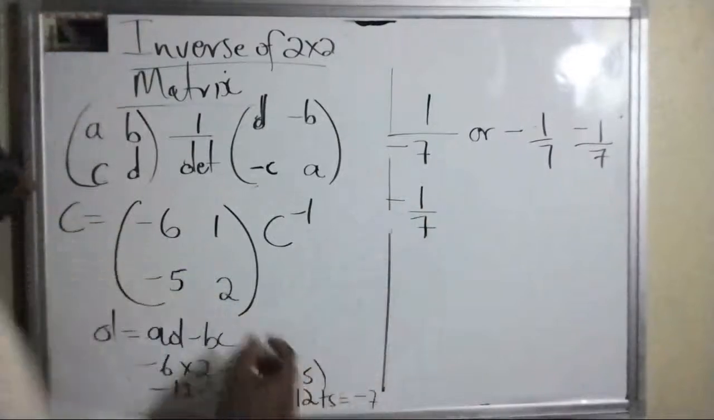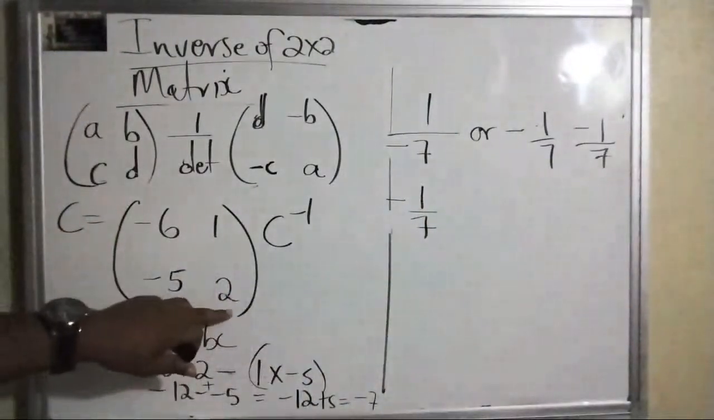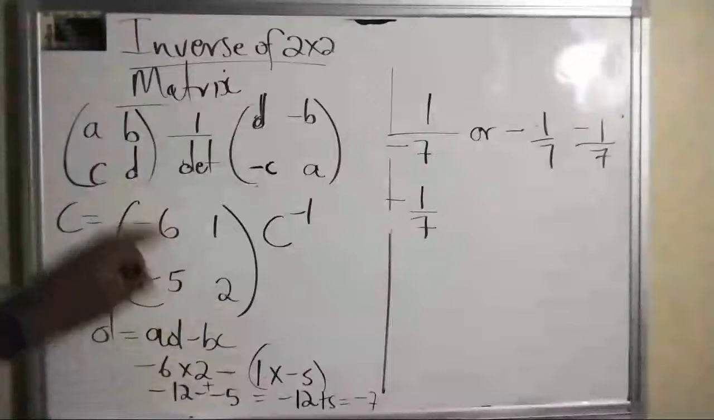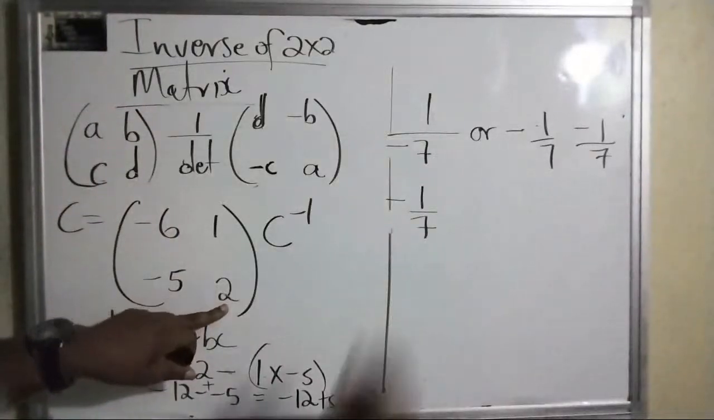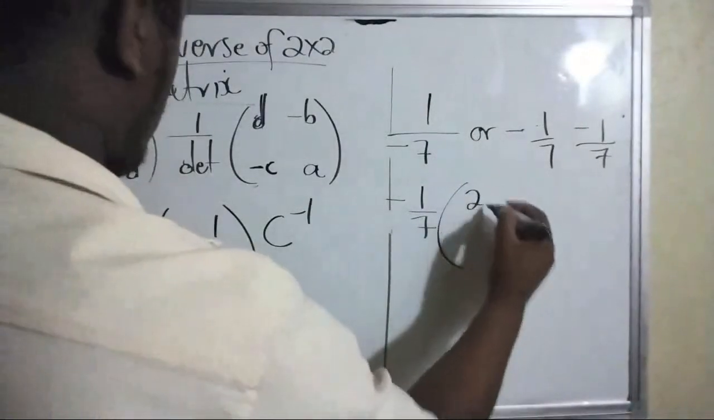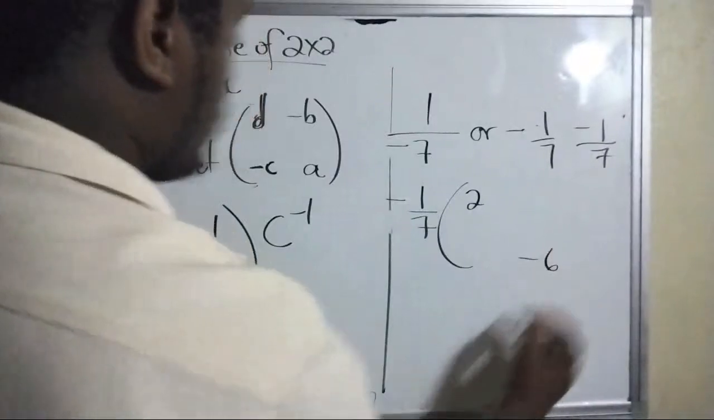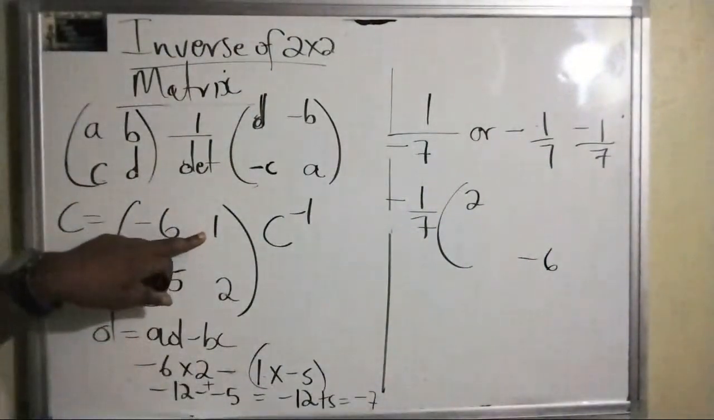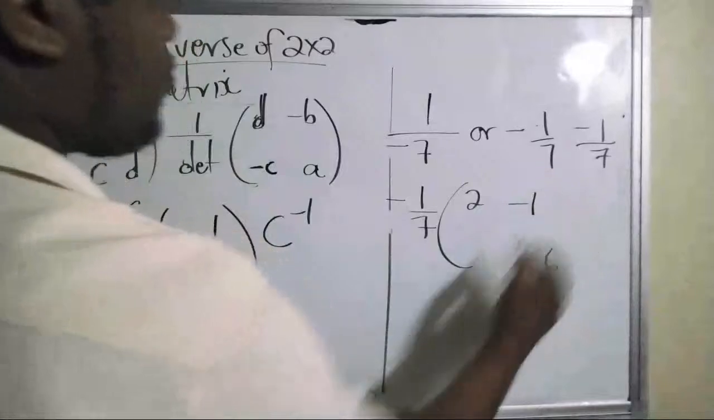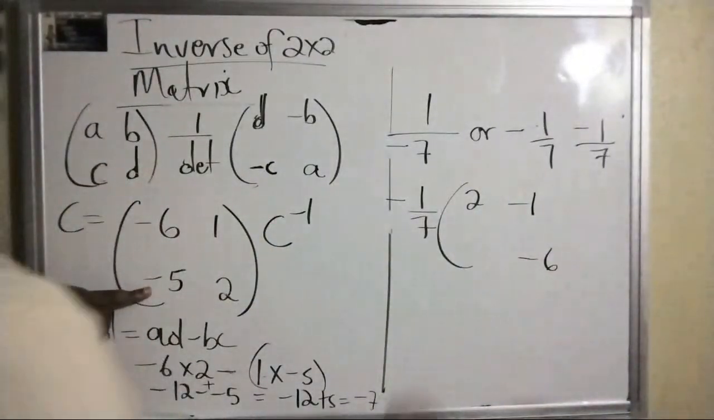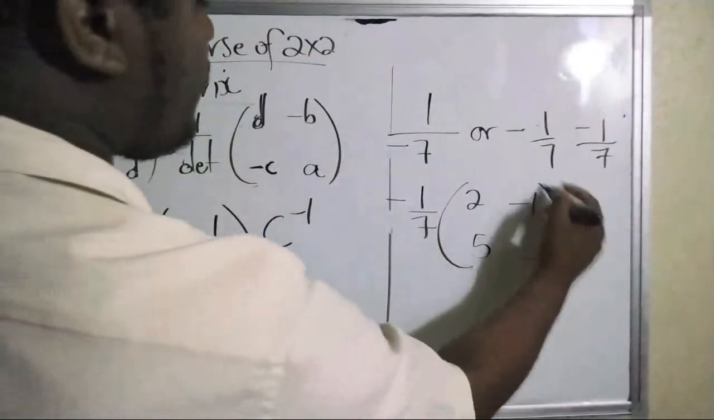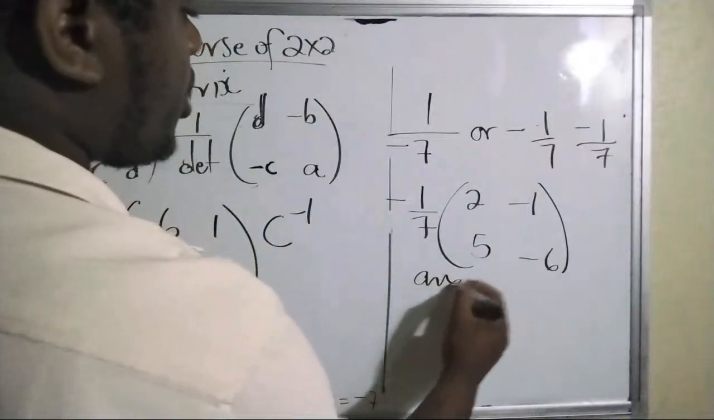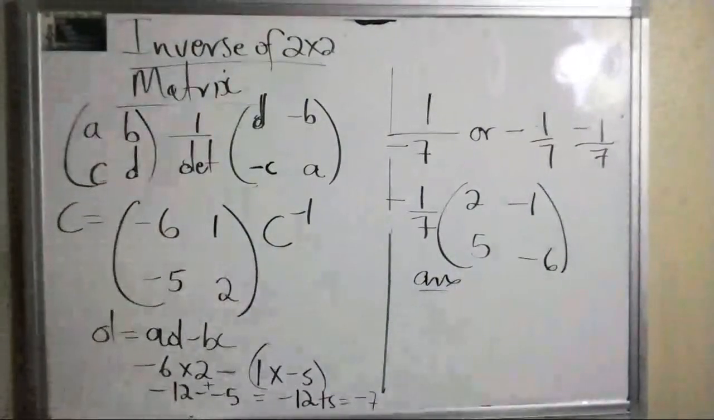Alright? And then now, we change the position of A and D. So this is D, so 2 goes here. And then we have -6. It's a positive 1, so it changed to -1. This is negative, so it changed to +5.